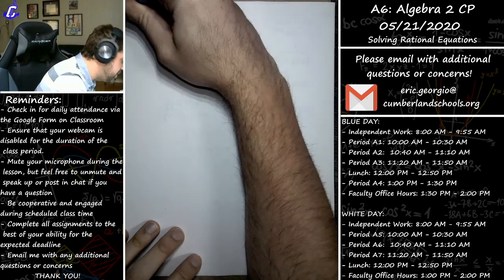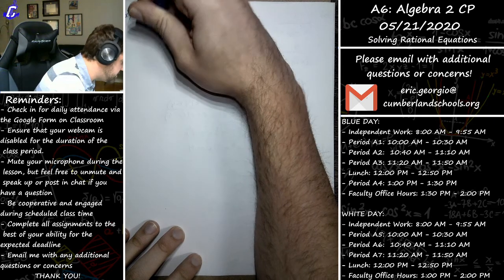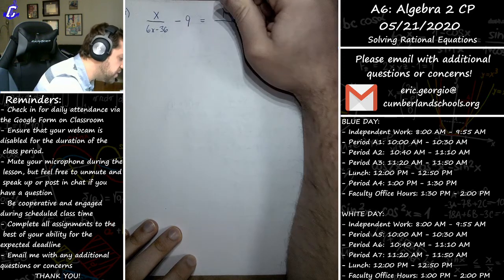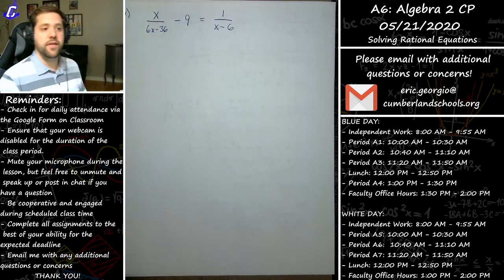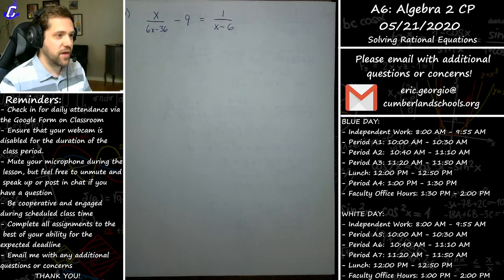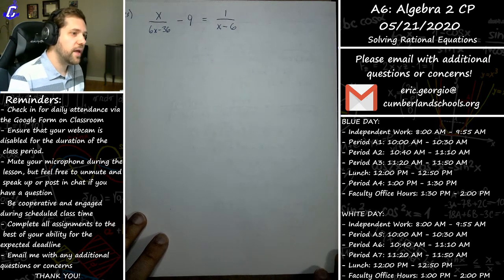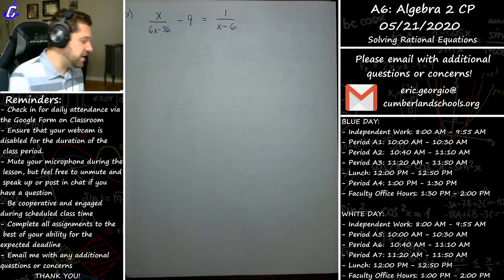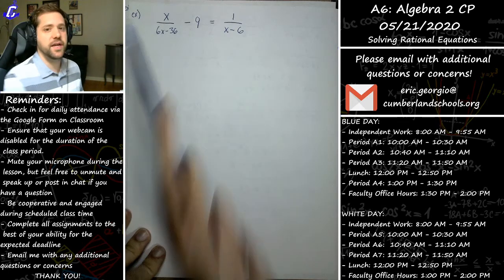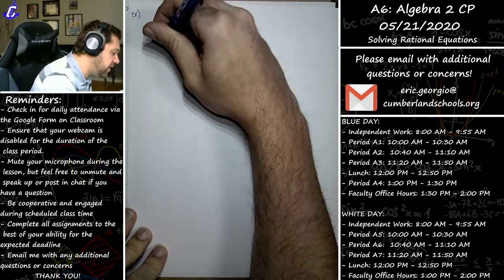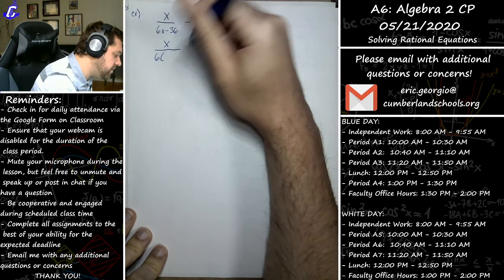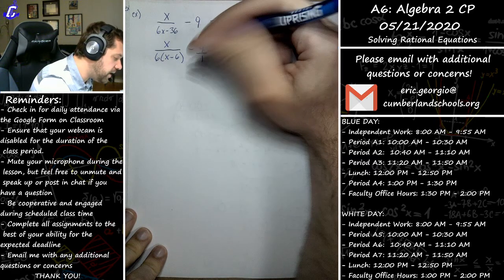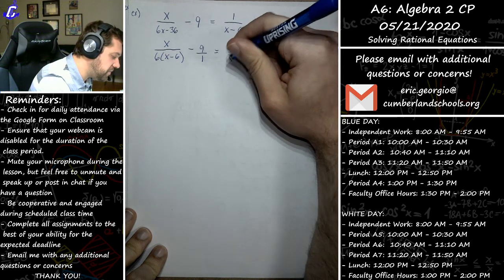We got x over 6x minus 36 minus 9 is equal to 1 over x minus 6. Okay? This is a good problem. It kind of encapsulates everything that we've talked about so far. All right. First things first, it may be a little deceptive. You may not notice it right away, but there is definitely a greatest common factor thing going on here that we could do in the denominator. We could take out a GCF of 6 in this problem, leaving me with x minus 6 minus 9 over 1, if you prefer, equals 1 over x minus 6.